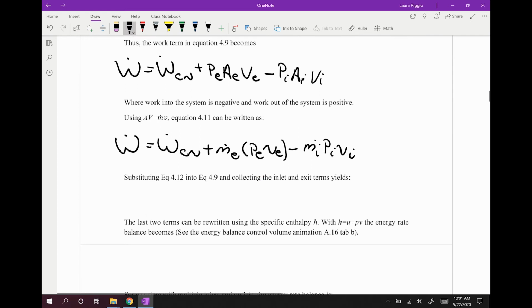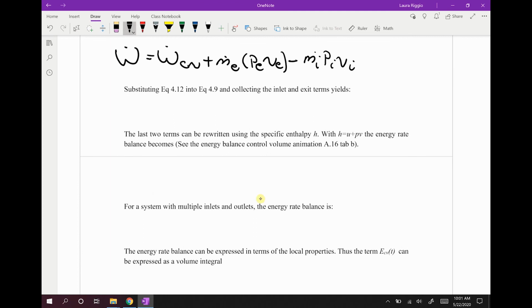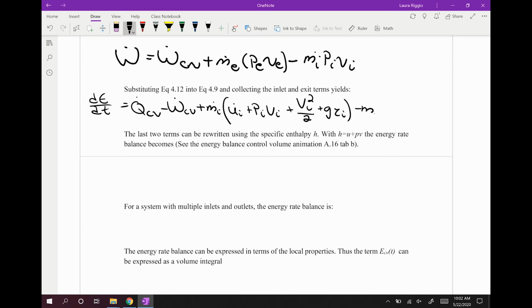If we substitute this equation back into our energy balance for open systems, we get the rate of energy change is equal to our heat transfer minus our work plus our mass flow rate in times our internal energy plus our flow work plus our kinetic plus our potential, minus what goes out, so our internal energy out plus our flow work out plus our kinetic energy out plus our potential energy out.